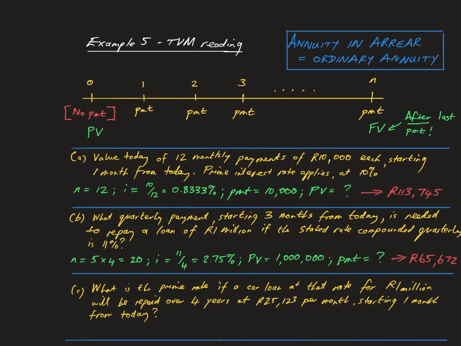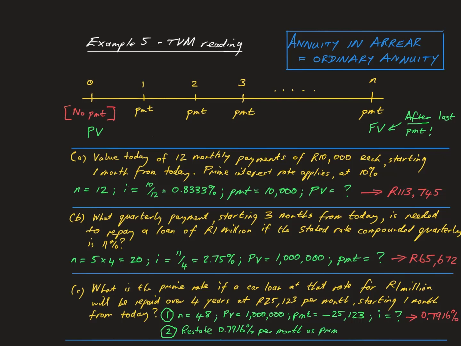And when we solve in the first step of the answer to part C, when we solve for the rate, we have, and must remember that we have, a per month rate of 0.7916%, and that the question asks us for the prime rate, being the stated annual rate compounded monthly, which means that to get to the correct answer, we need to multiply that by 12.